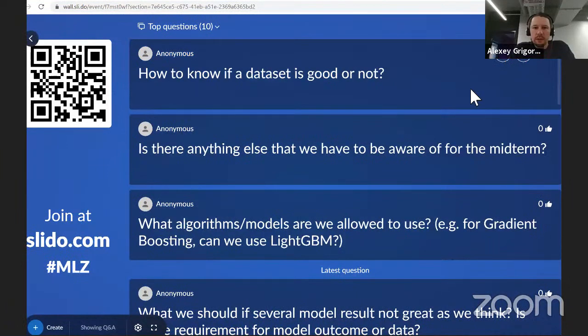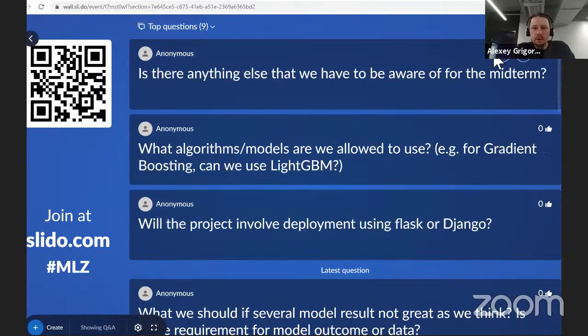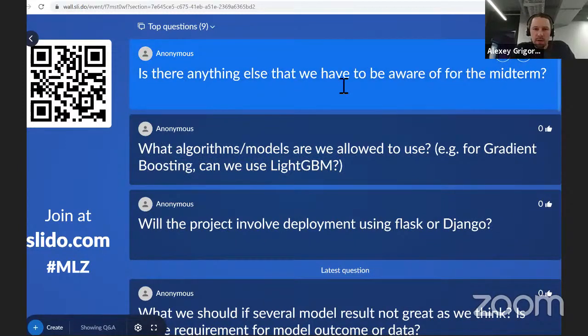How to know if a data set is good or not? I think I answered that already. Is there anything else that we have to be aware of for the midterm? Nothing comes to mind, but if you're uncertain about something, please ask.